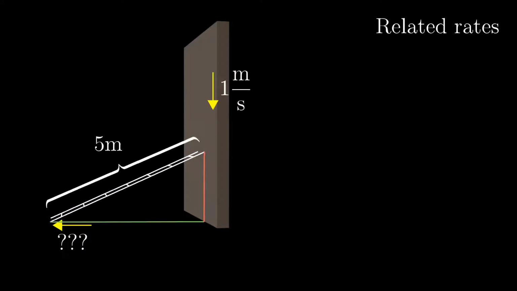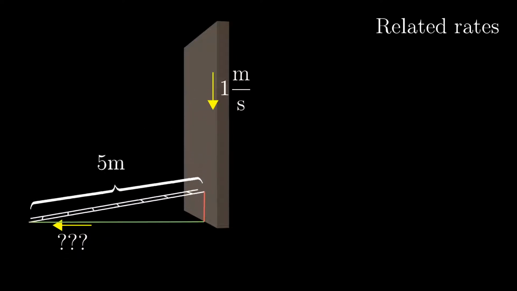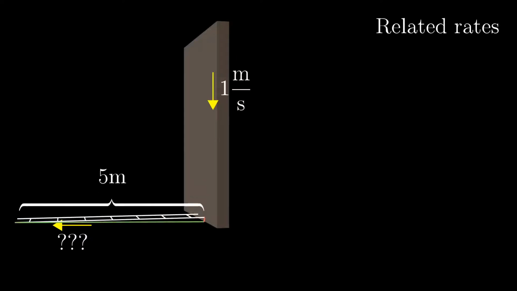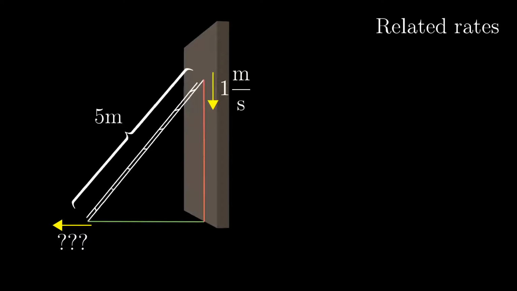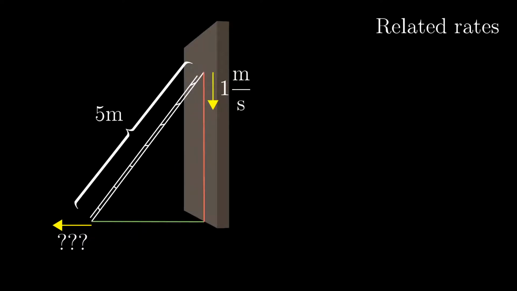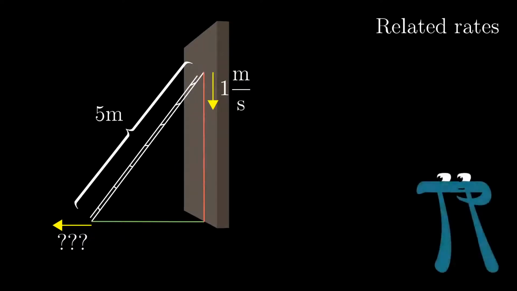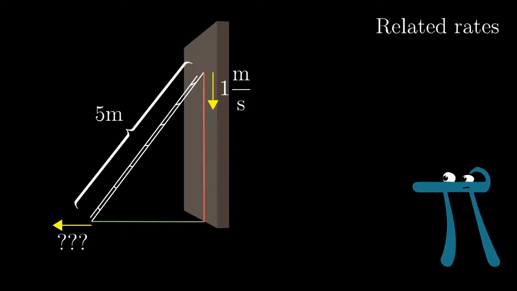That distance from the bottom of the ladder to the wall is 100% determined by the distance from the top of the ladder to the floor. So we should have enough information to figure out how the rates of change for each of those values actually depend on each other. But it might not be entirely clear how exactly you relate those two.